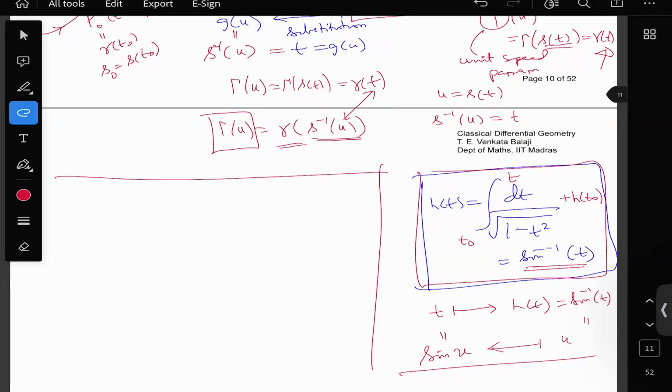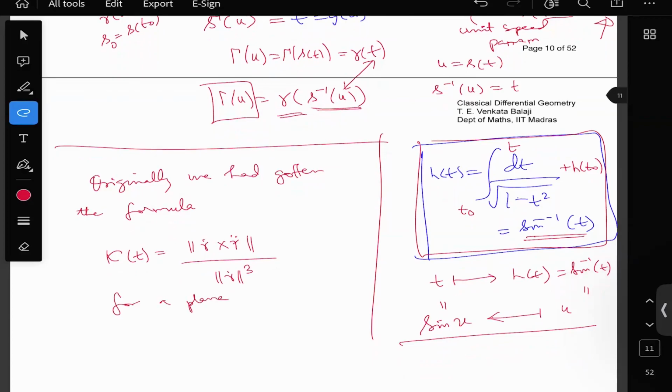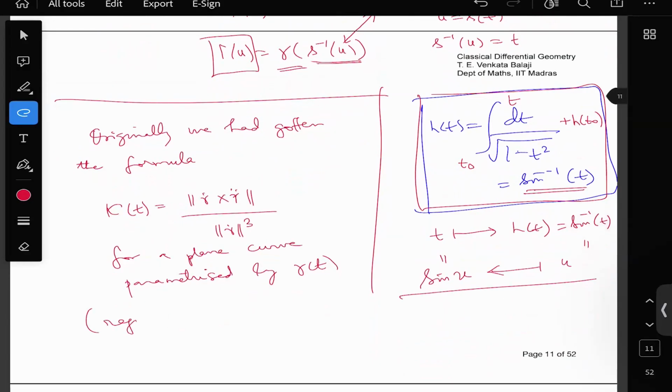So what was the original geometric formula? Let me write this out. Originally we had gotten the formula: curvature at the point t is the norm of gamma dot cross gamma double dot divided by the norm of gamma dot, the whole cubed, for a plane curve parameterized by gamma of t, of course regular, gamma dot t never 0. Okay. So we got this formula.